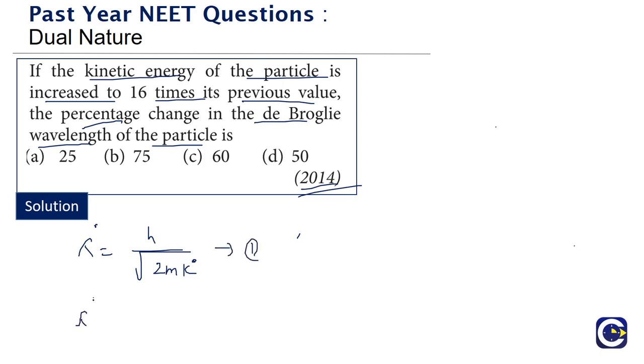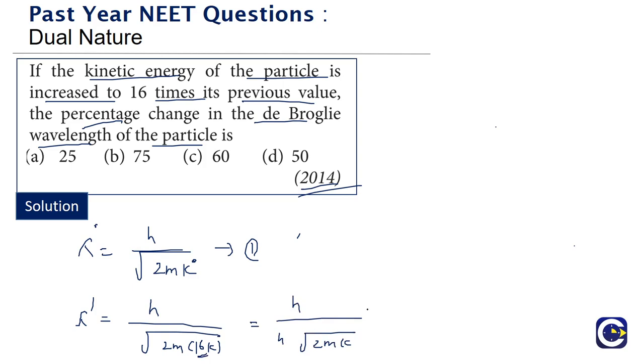When we change the kinetic energy to 16 times its value, the mass of the particle will not change, right? So it becomes 16 times k, and the corresponding wavelength we are calling lambda dash. Look at this: h by root of 2m times 16k. The 16 will come out of the root as 4, so h by 4 root 2mk. Now, what is h by root 2mk? That is our original lambda. So it is lambda by 4. The new wavelength, lambda dash, is lambda by 4, which means 1/4 of the original wavelength.